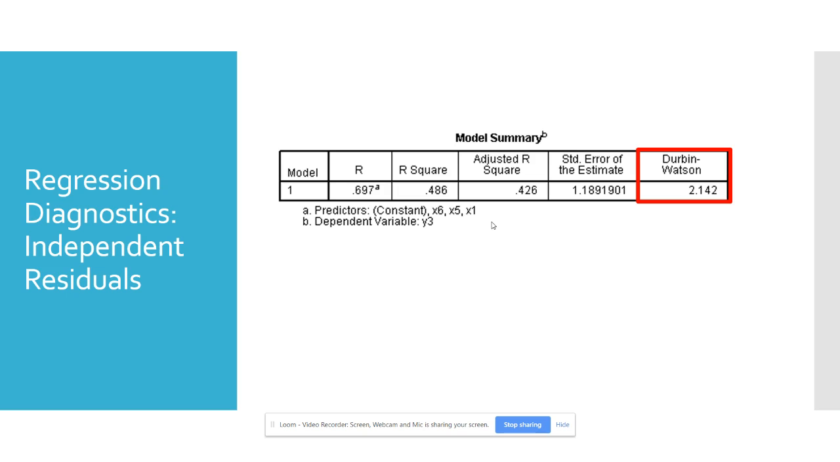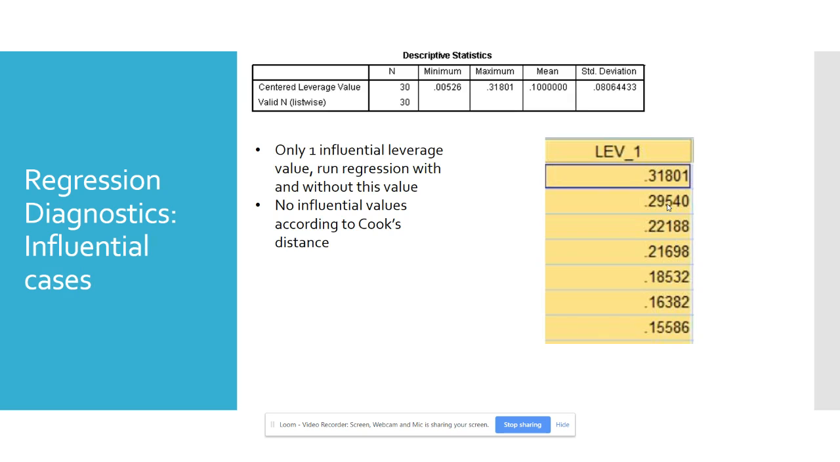So another assumption to look at is the assumption of independent residuals. Residuals must not be correlated with each other or with any of the predictors. So to check this assumption, we look at the Durbin-Watson statistic, which should be around 2 if the residuals are independent. In this case, the statistic is 2.1, which is good, so the assumption of independent residuals is met.